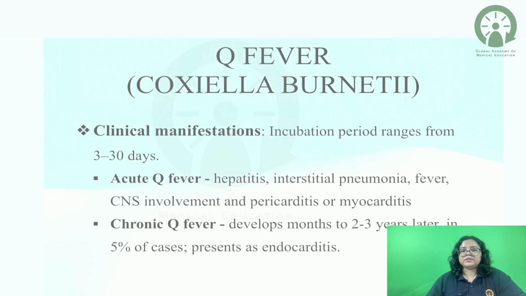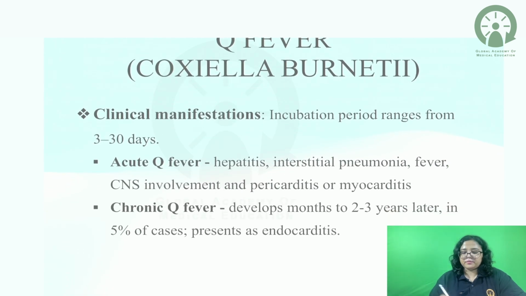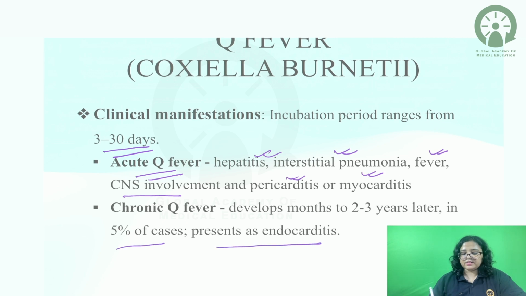Clinical manifestation: the incubation period ranges from 3 to 30 days. There is acute Q fever, characterized by hepatitis, interstitial pneumonia, fever, central nervous system involvement, pericarditis or myocarditis. And chronic Q fever develops months to 2-3 years later in 5% of cases and presents as endocarditis in the other cases.